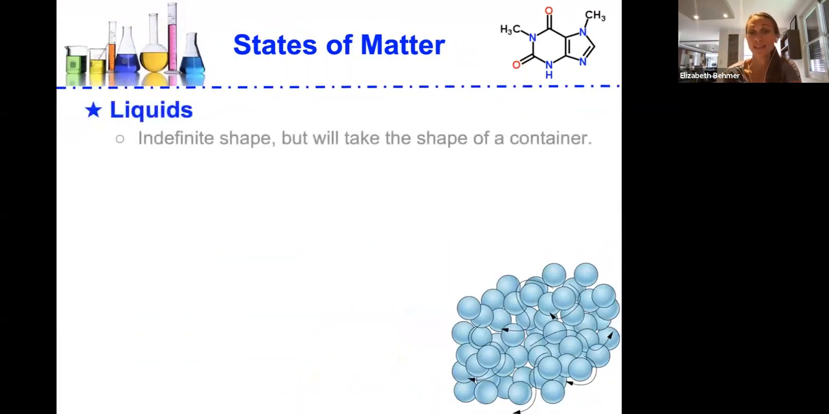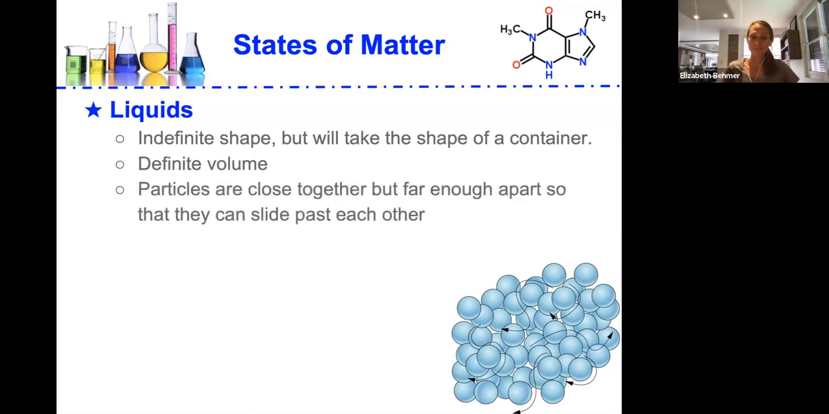Now let's go through liquids. Liquids have an indefinite shape, but they will take the shape of the container. So think of your water or your coffee or your sports drink. When you put it in the water bottle, it will take the shape of the container that it's in. So they have an indefinite shape, but when they're in a container, they have a definite volume. The particles in liquids are close together, but far enough apart that they can slide past each other. And that's what gives liquids an indefinite shape.